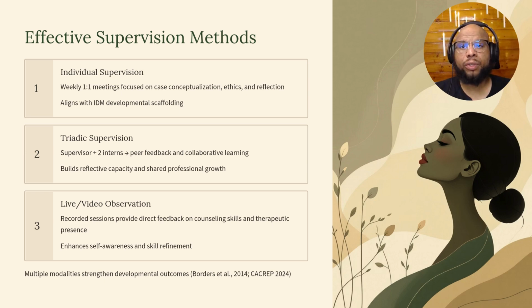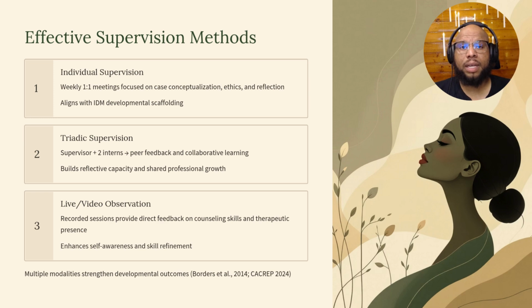Effective supervision for school counseling interns requires intentional use of multiple methods that promote both skill development and reflective growth. Two core approaches highlighted in the literature are individual supervision and triadic supervision, Borders et al. 2004 and Kcrep 2024. Individual supervision provides interns with one-on-one time to process cases, discuss ethical dilemmas, and receive personalized feedback.